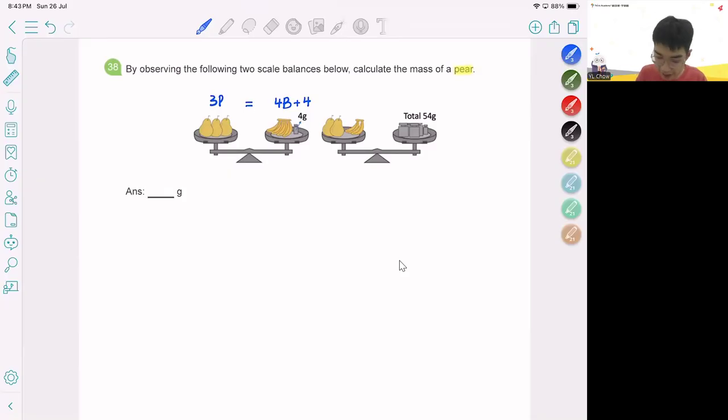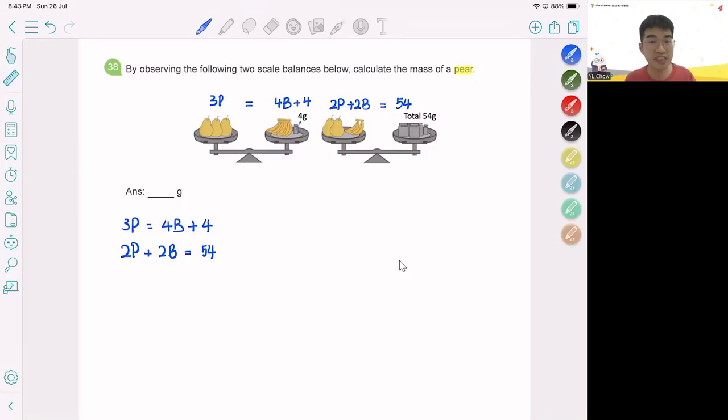This is the first equation: 3 pears equals 4 bananas plus 4. Next, on the second scale, you have 2 pears and 2 bananas, and their total mass is 54 grams. So let's repeat the equation: 2 pears plus 2 bananas is 54 grams. So we want to use these two equations to form some useful calculations to find the mass of each fruit. Now, how can we do this?